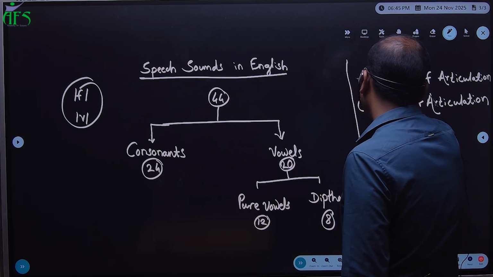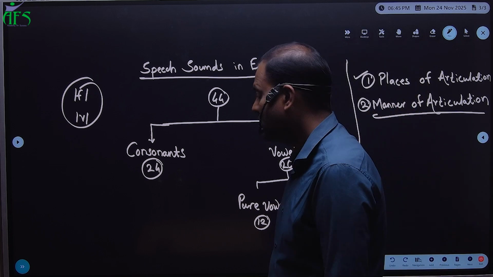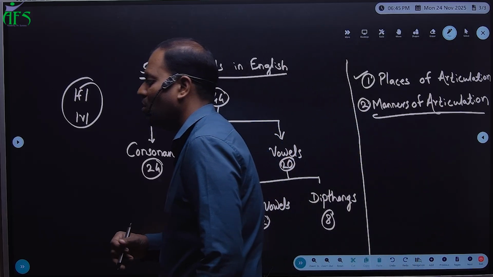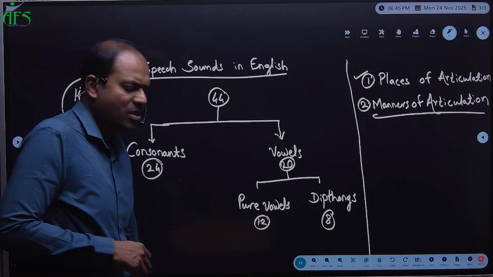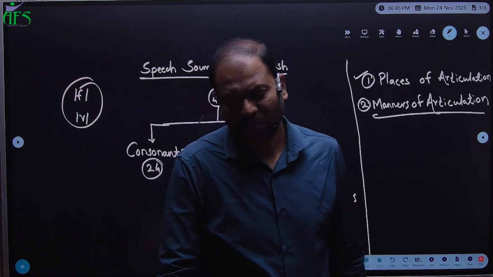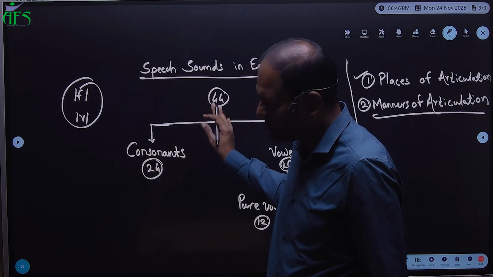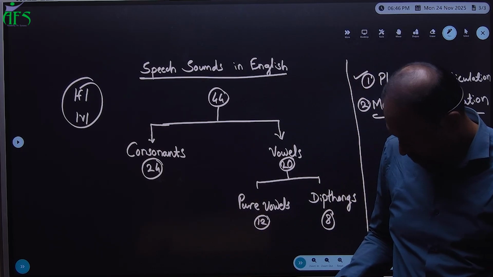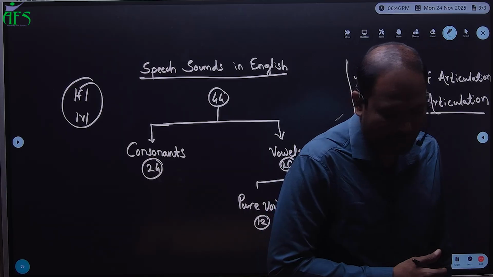Now let's move towards the manners of articulation. We are done with this, so we'll move towards manners of articulation. Right. So in the manners of articulation, it is the same things with a different category. The same sounds will be there, only consonant sounds, but with a different perspective of the study.